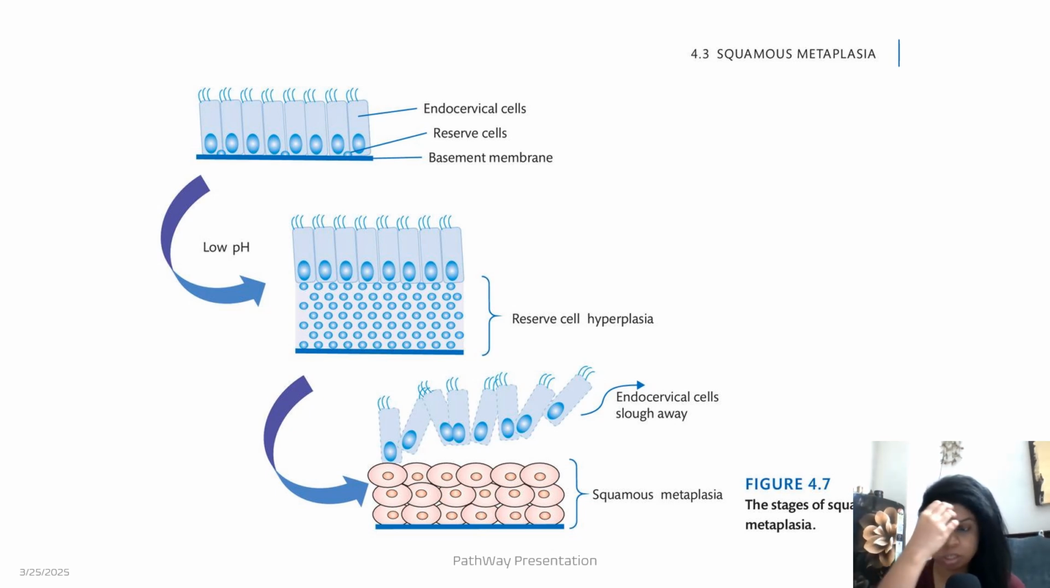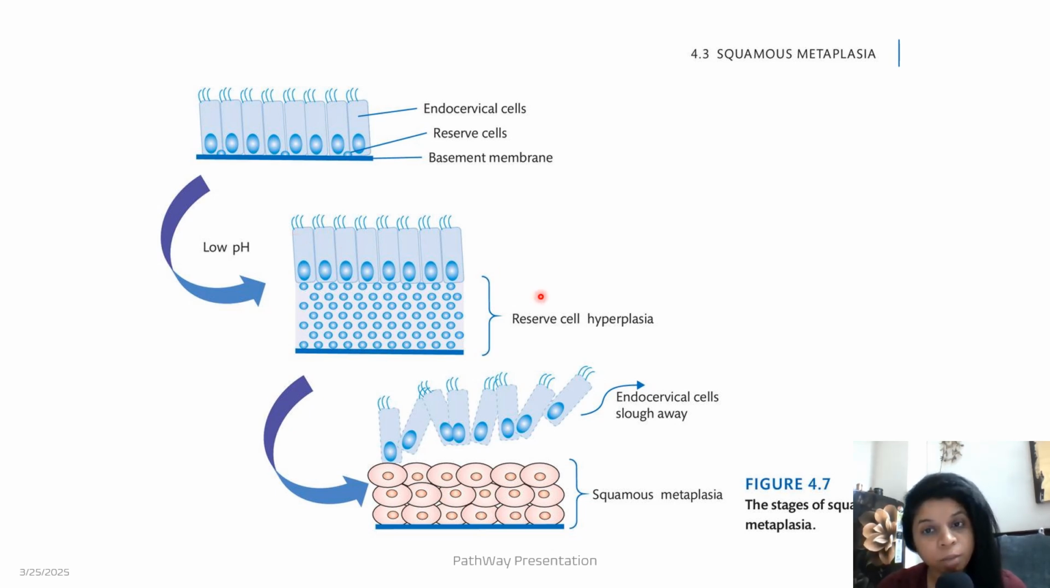Actually, normally in the cervix, there is an endocervical layer. Then there is a reserve cell layer, which you can see properly here. There is a basement membrane over which there are endocervical cells. Between this endocervical layer and the basement layer, there is a reserve cell layer. The reserve cells are the cells that undergo change to become squamous metaplasia. So these are like stem cells. They can either differentiate into columnar cells or they can differentiate into squamous cells.